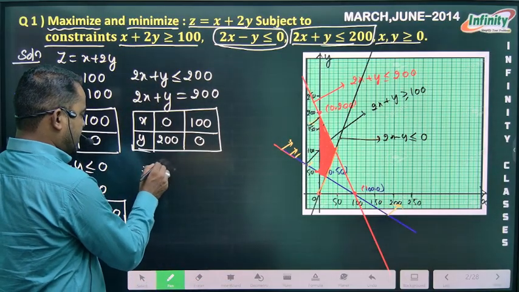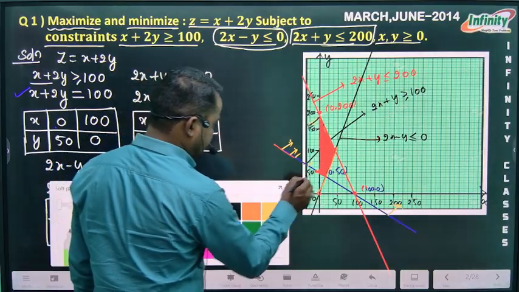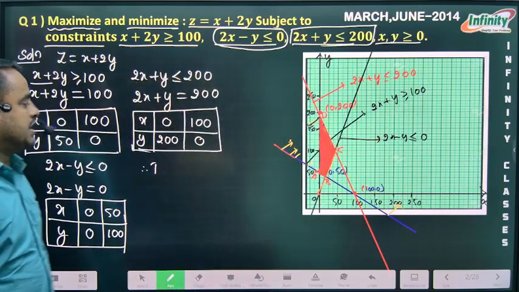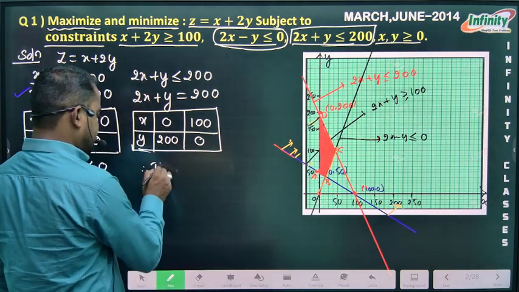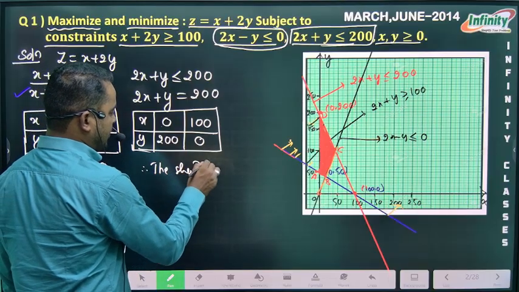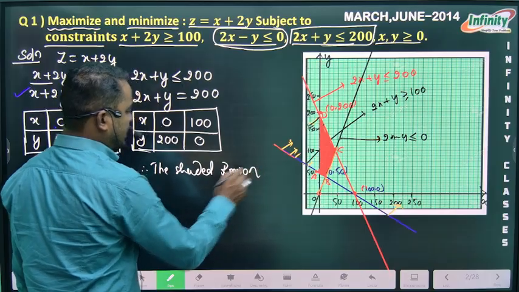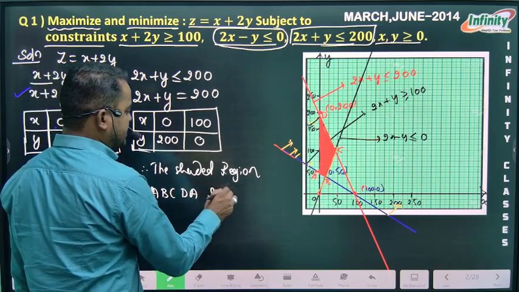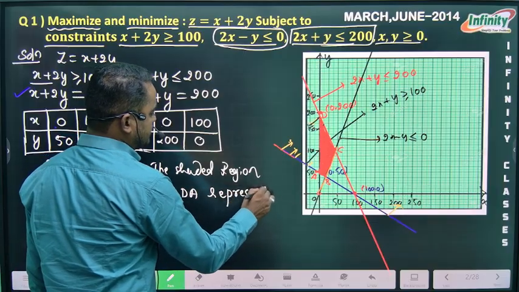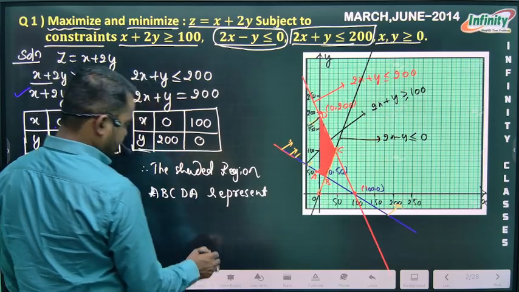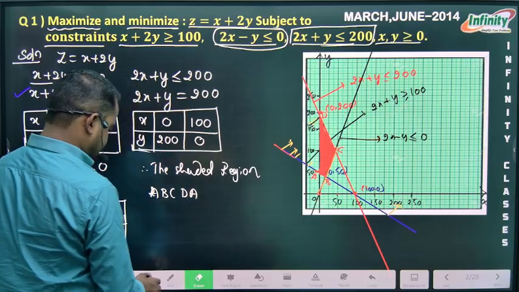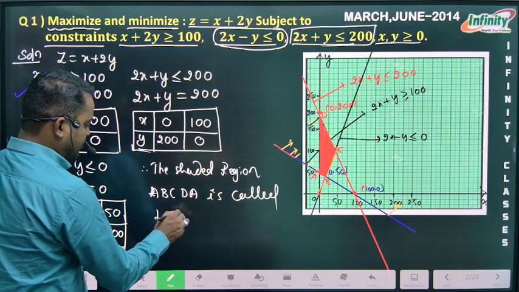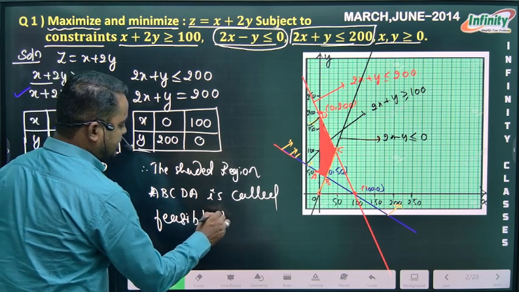Therefore, write the corner points now. Therefore the common region, this is A. First write the A corner point here. This is A, this is B, this is C and this is D. The shaded region represents A, B, C, D, A. The shaded region A, B, C, D, A is called the feasible region.